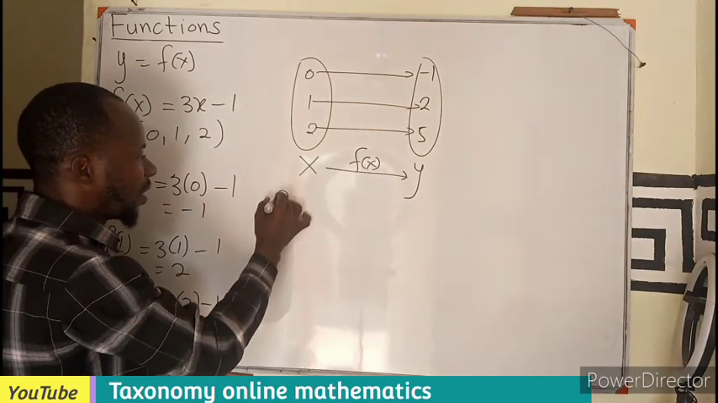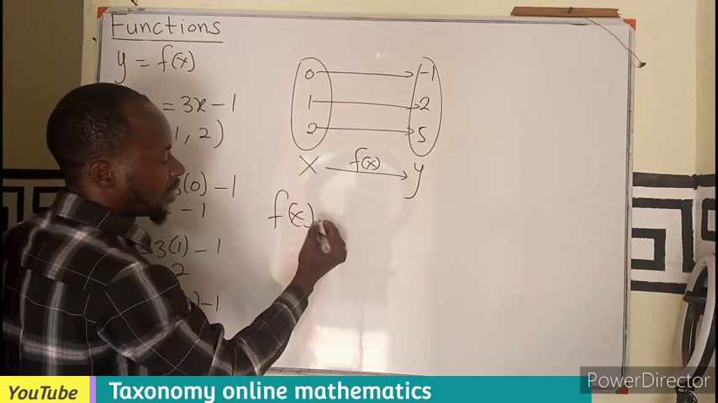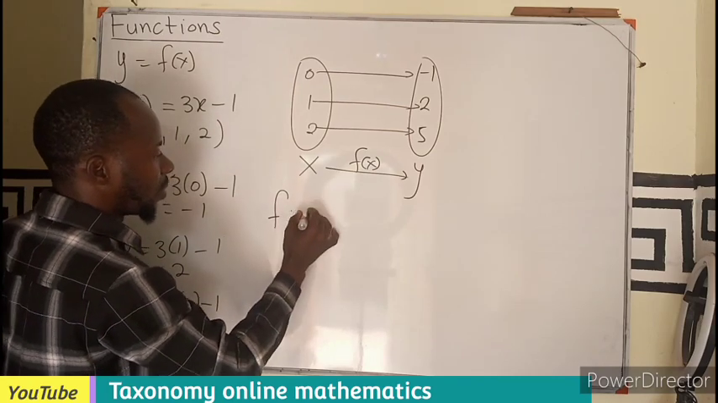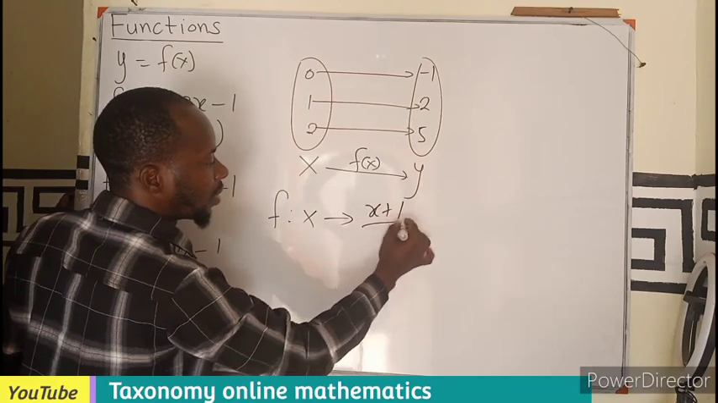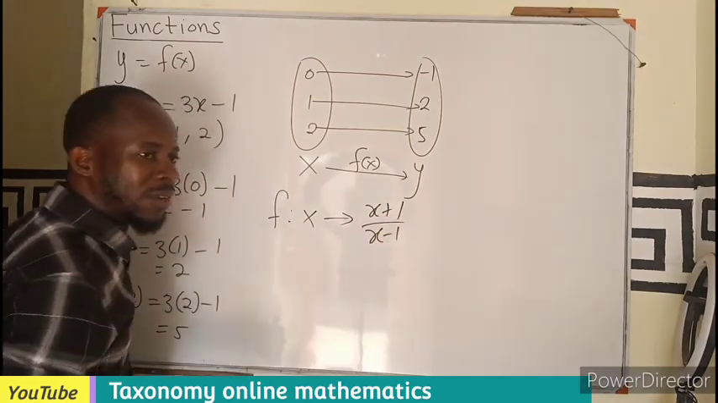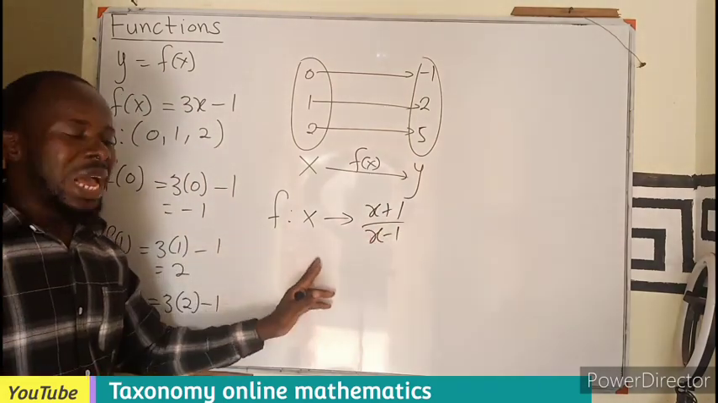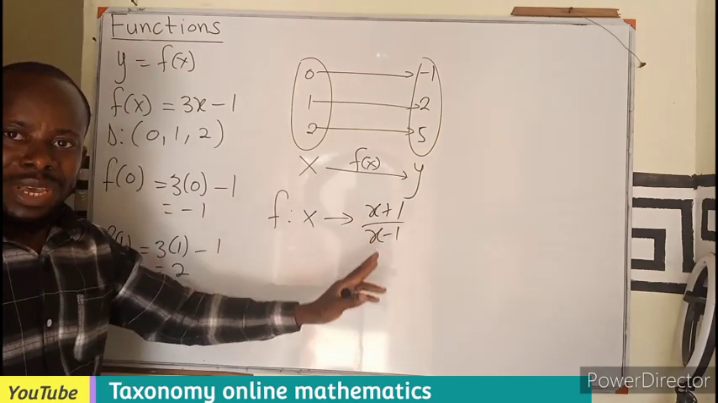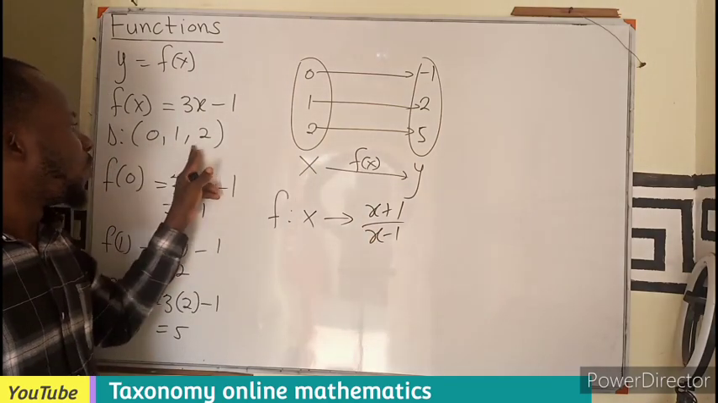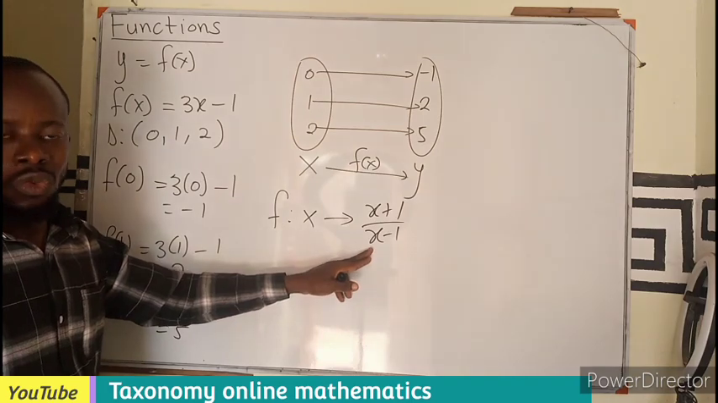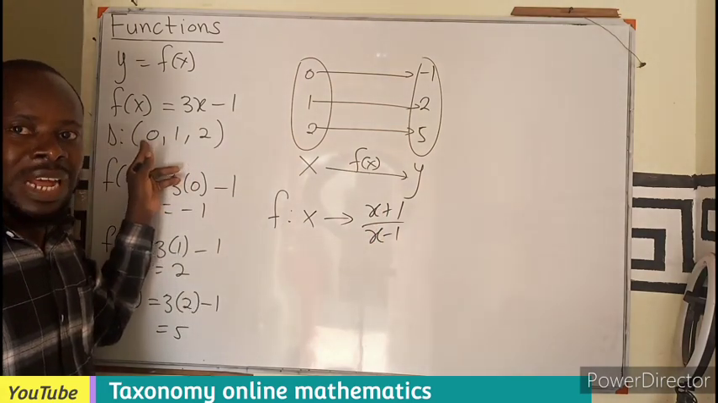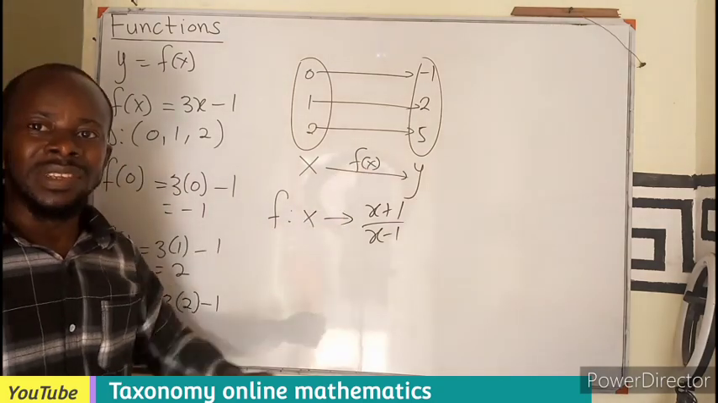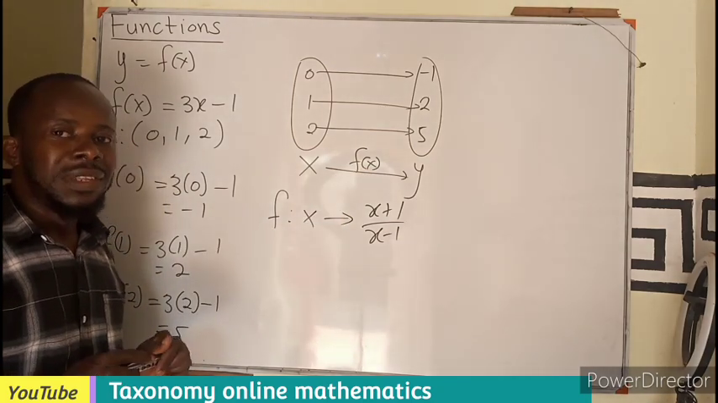So if we have f of x, or better still, x maps to x plus 1, x minus 1. If you have this, we can also be asked to find the image of each individual domain element under this. So you only have to substitute the value of x with that object or with that point, then you can generate the value for each image.